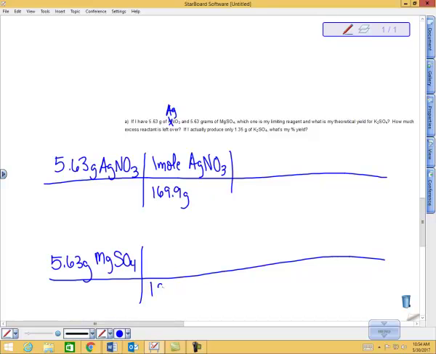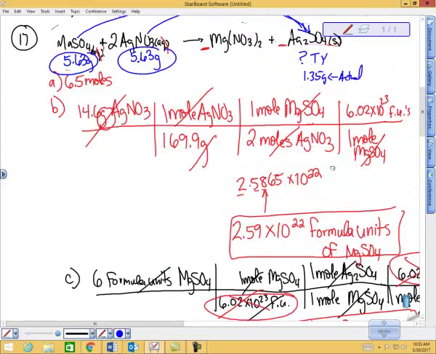Okay, so 120.4 grams per 1 mole of the MgSO4. All right, what comes next in both of these problems? What do I have to do here? What's the next step? Mole-to-mole ratio.